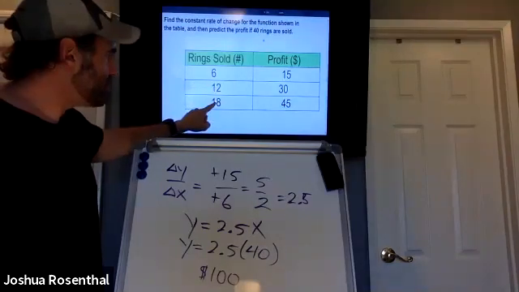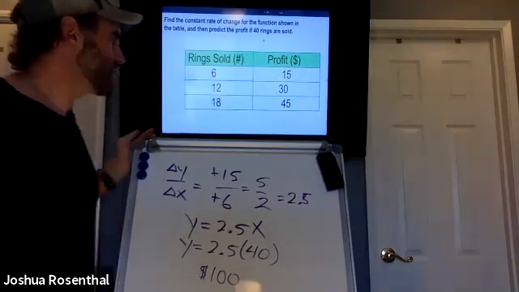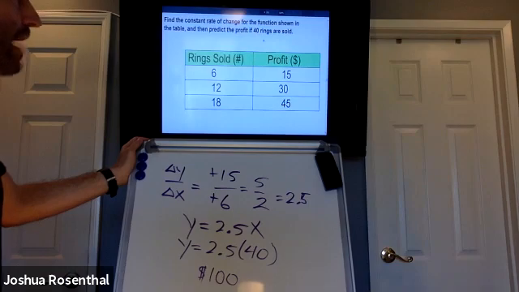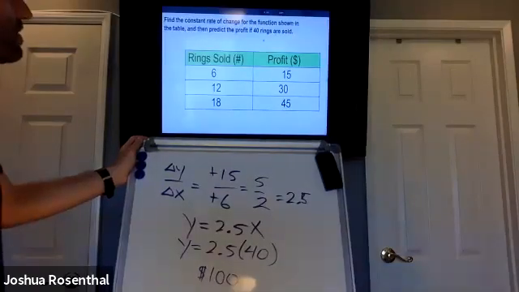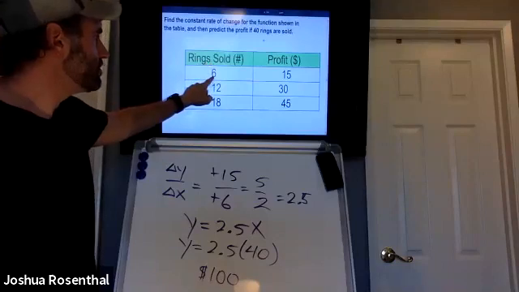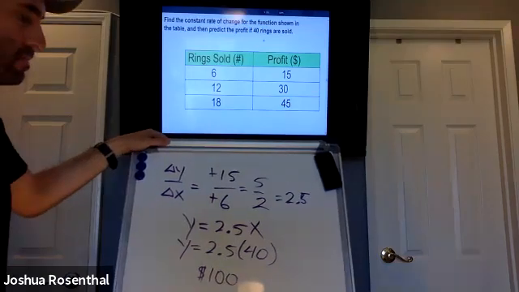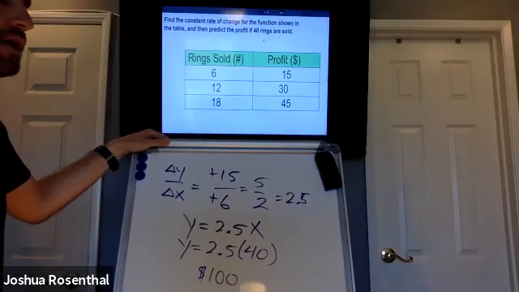Oh, so you just take the rate of change and multiply it by 40. Yeah, if you look, multiplying each of these by 2.5 gets you those answers. This is the equation: the profit is equal to 2.5 times the rings sold. You know how much it costs per ring, don't you? Yeah, $6. No, 6 is the number of rings sold. The amount of money you made was that. So you look at the equation. It's $2.50 per ring. That's what your slope is. It's really the price per item.